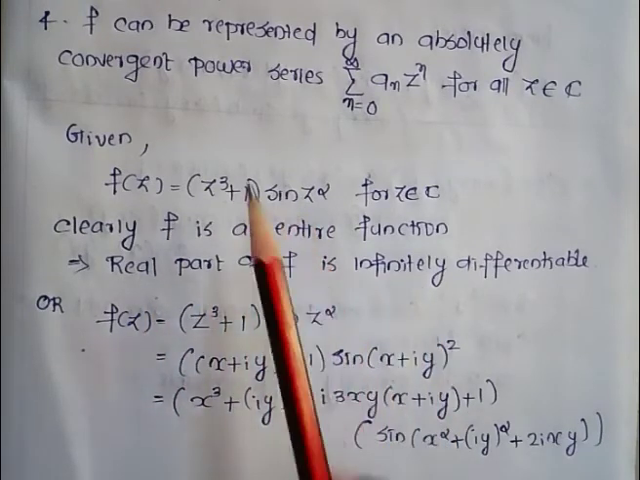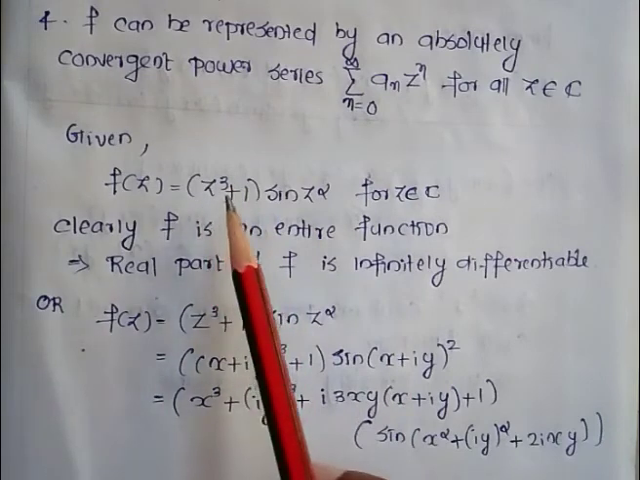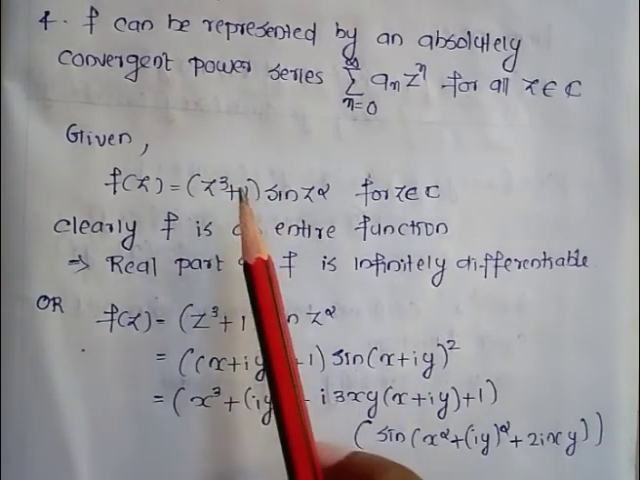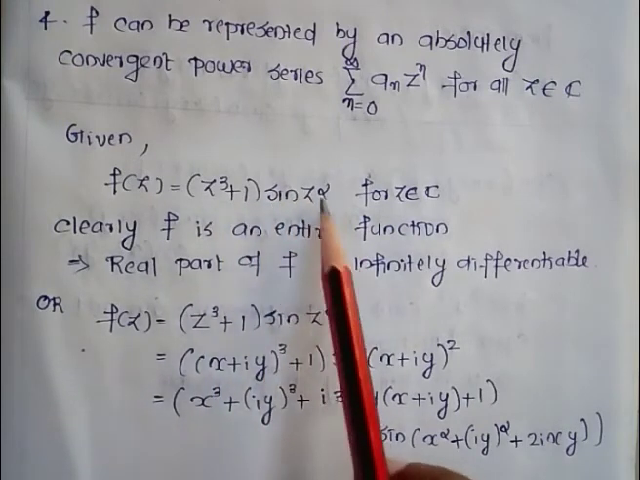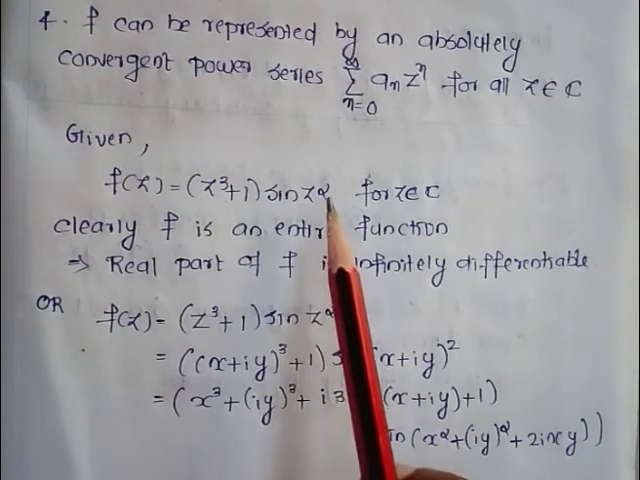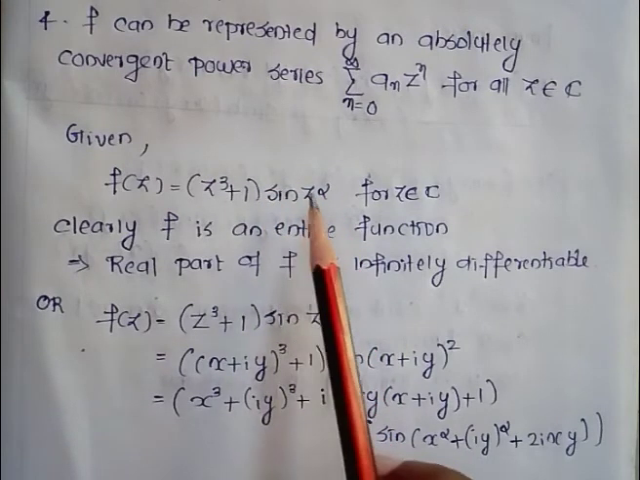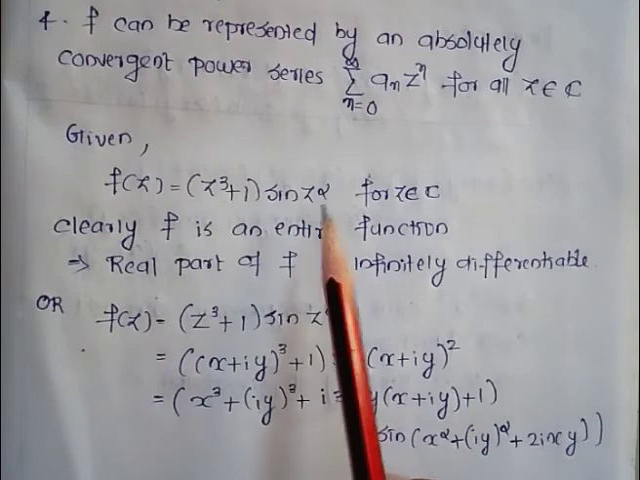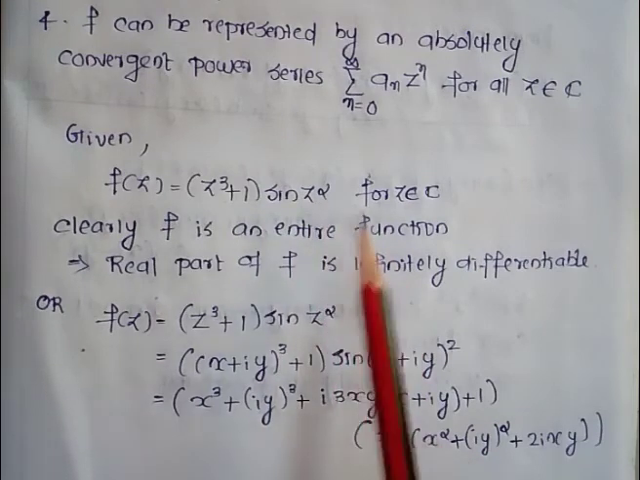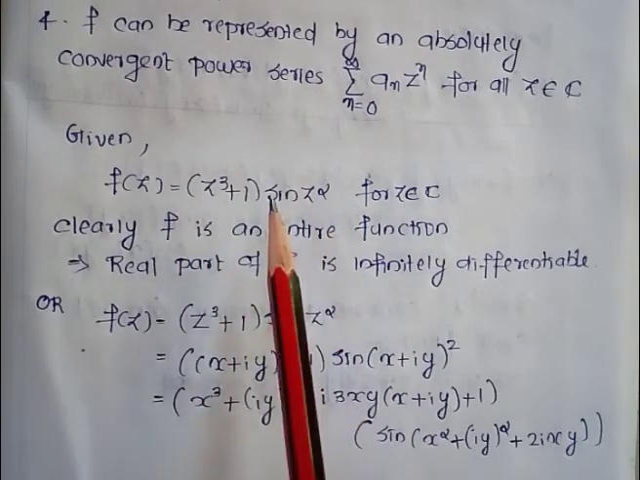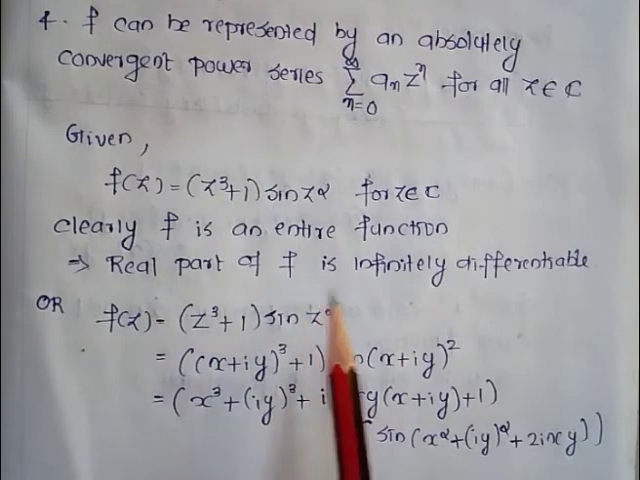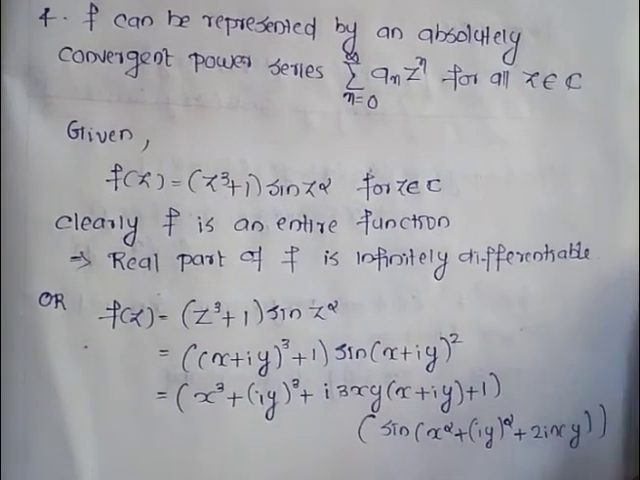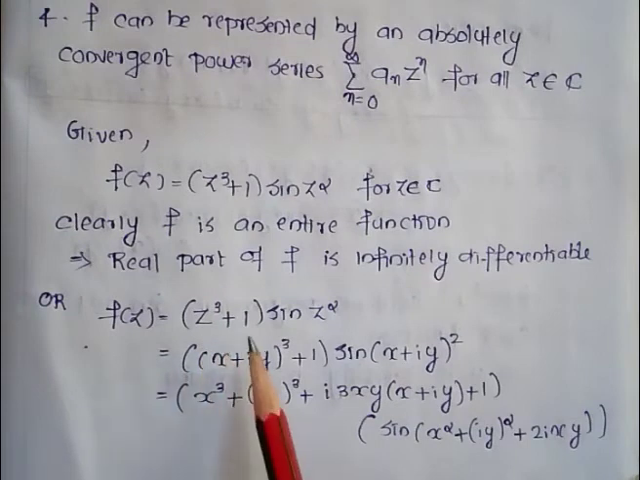When we substitute z = x + iy, it will become a polynomial function, and expanding sin(z^2) by using z = x + iy, we get hyperbolic functions and also trigonometric functions. So that's also an entire function. So from that we can conclude that f is an entire function and the real part of f is infinitely differentiable. Or, in more detail, f(z) = (z^3 + 1) sin(z^2).